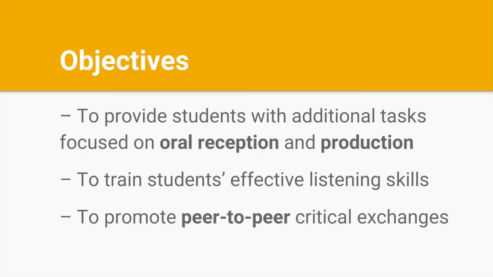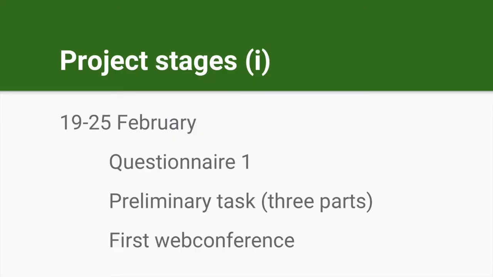The main objectives of Oral Skills Extra Practice are to provide students with supplementary tasks to train their communicative skills, to learn how to listen to oral texts effectively, and, last but not least, to promote peer-to-peer critical exchanges in English. So far, we have completed stage 1 of the project.